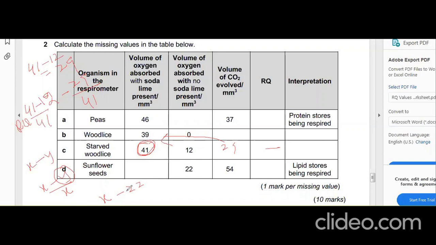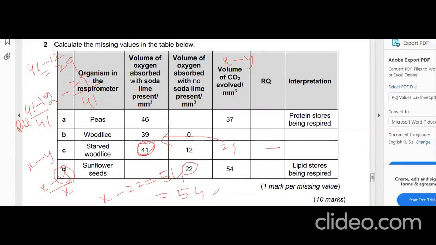x minus 22. Now the value that I have to put right now, the volume of carbon dioxide evolved, is what? x minus 22 is equal to 54, right? So the volume of oxygen evolved is x minus y, so x minus y is equal to x minus 22. The y value is already given to me, that is 22, right? So x minus 22.